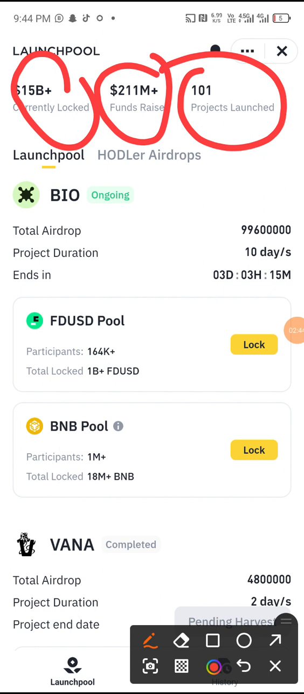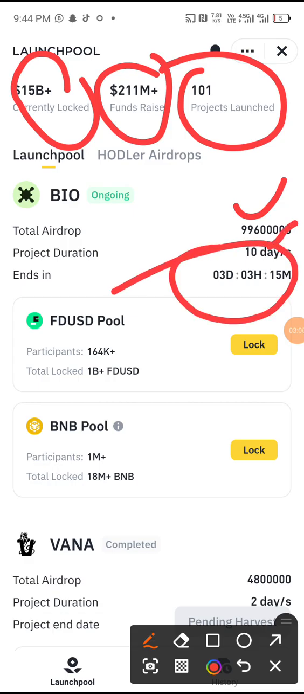You can see the total airdrop appearing here. What is the total airdrop? The total airdrop is over 996 million. The project duration is just 10 days and it ends in 3 days. This project has been going on for about 7 days now. A lot of people have participated and locked a lot of their USDT here. So all you need to do is lock yours now and earn a lot in returns.